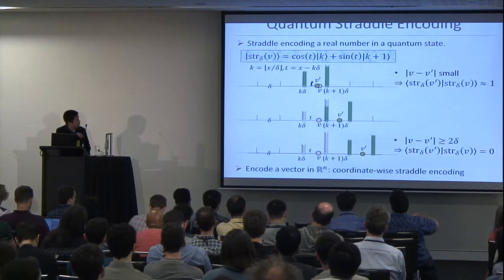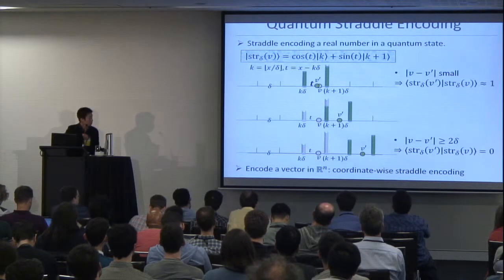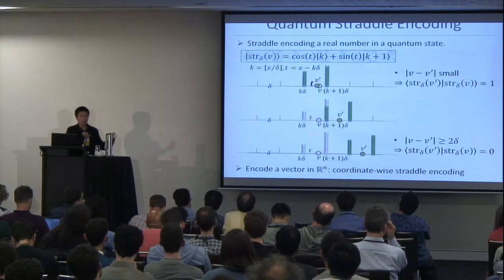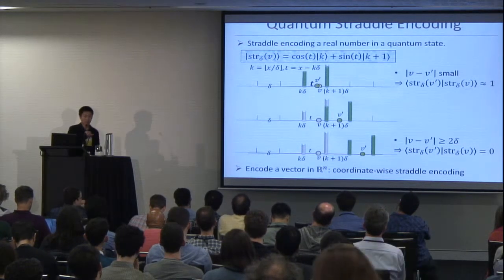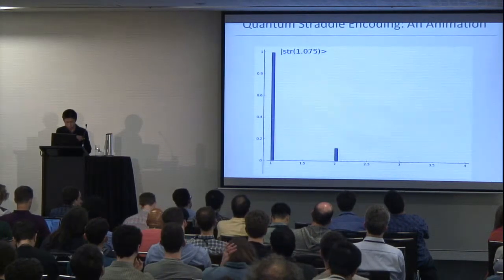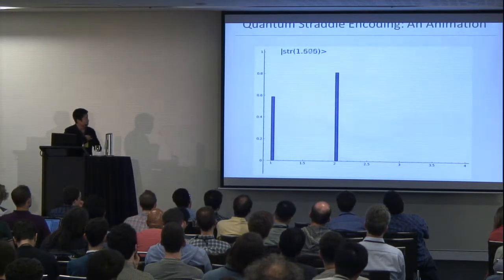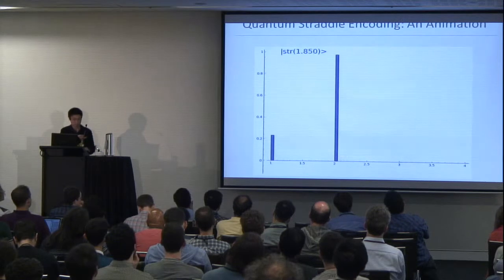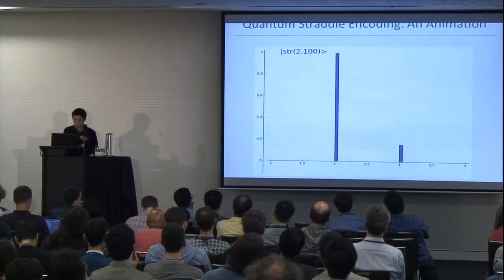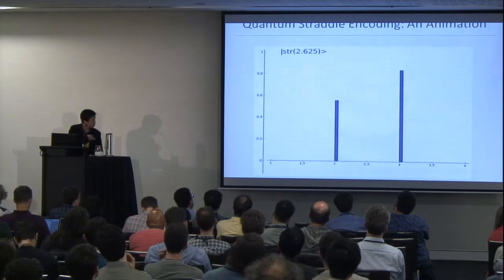Once we can encode a real number, we can also encode a high-dimensional vector, just coordinate by coordinate using the same technique. So here's another animation showing the Strano encoding. Okay, that's about enough.